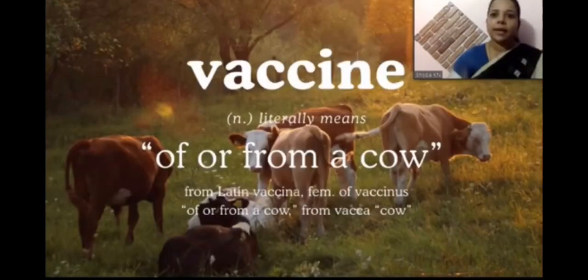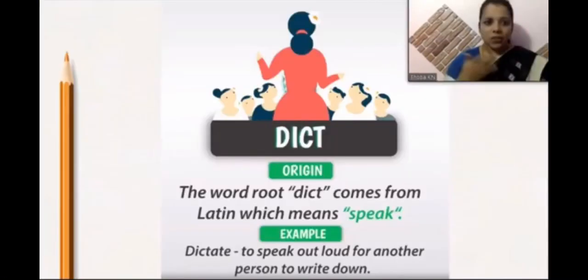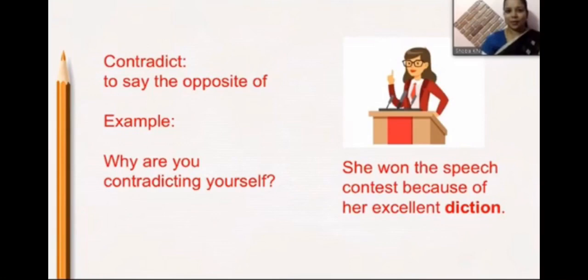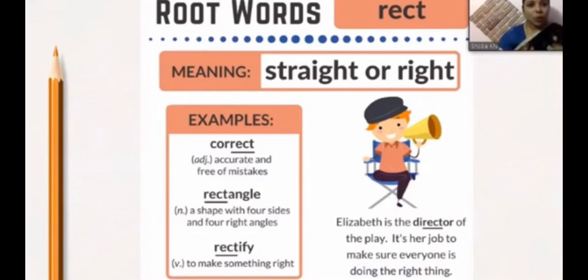Here is a word, vaccine, which came from the root word vaca that means cow. We have another word, dictionary, which came from the root word dict, which means speak. Dict is a Latin word. When we apply the etymology technique, here are some other words: verdict, predict, and contradict. These three words came from the root word dict. Here are some other words: correct, rectangle, and rectify. They came from the root word rect, which means straight or right.